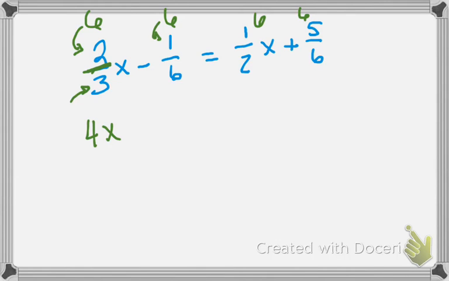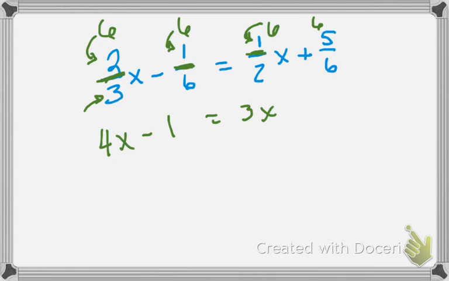Now, 6 times 1 is 6, but then divided by 6 gives me a -1. Alright, 6 times 1 is 6, but divided by 2 gives me 3x. Then 6 times 5 is 30, so I'm multiplying these two. So 6 times 5 is 30, divided by 6, that's going to give me a 5.